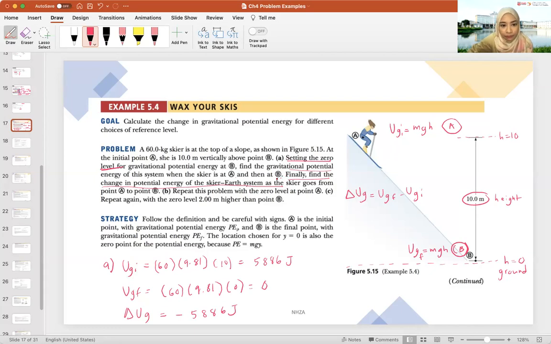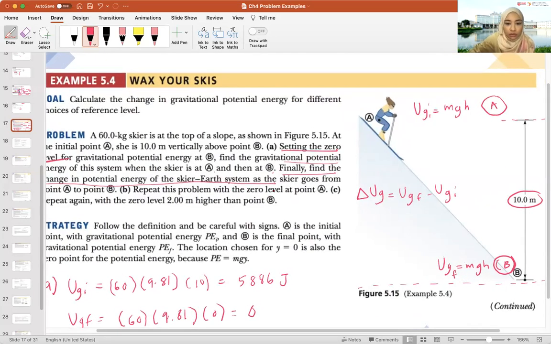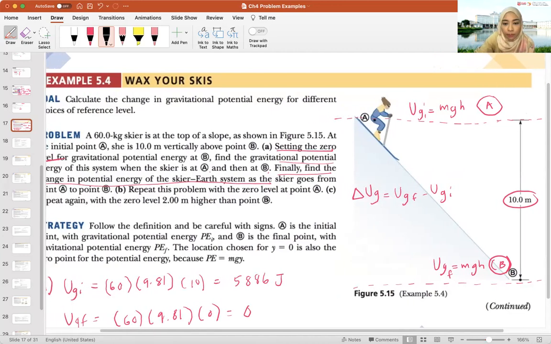Wait. Okay, let's look at B. Why is the writing so small? Repeat this problem with 0 level at point A. So now it says height is 0 here. The reason? It's up to them, right? They want this to be the reference point. Okay, so this is our job to make sure we understand what is going on. So h is equal to 0 here.